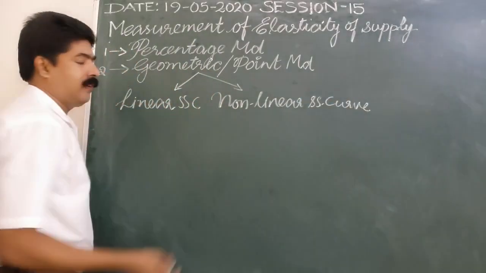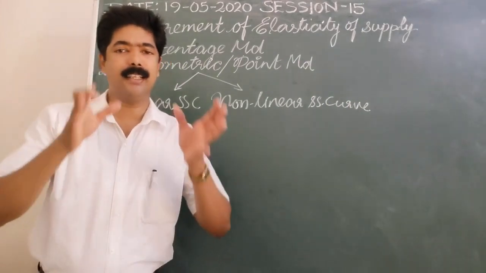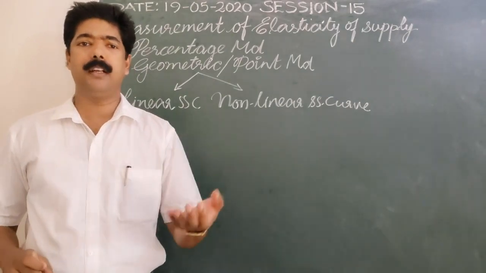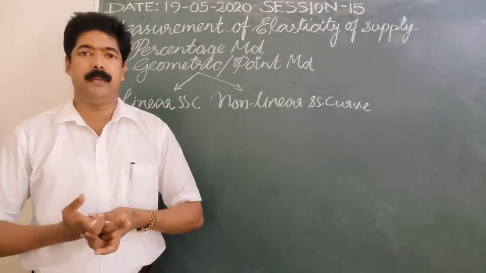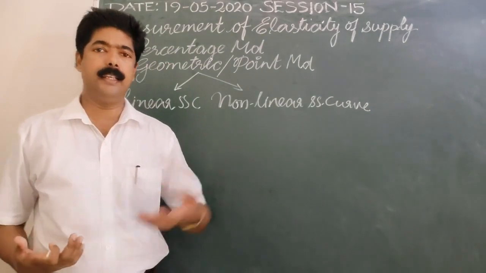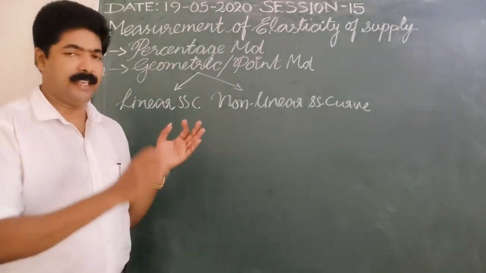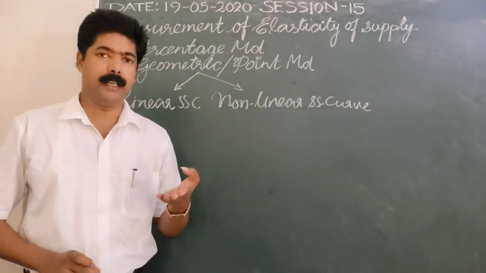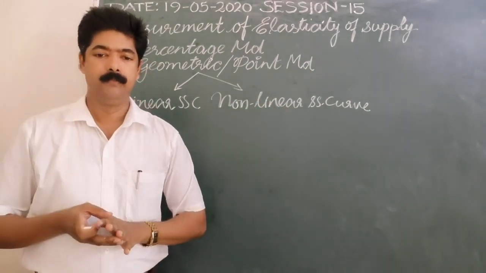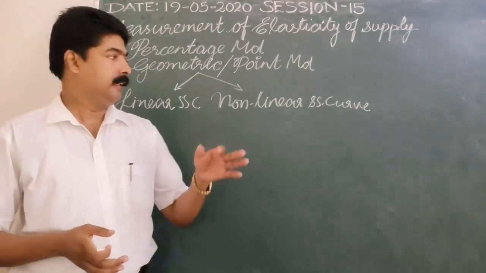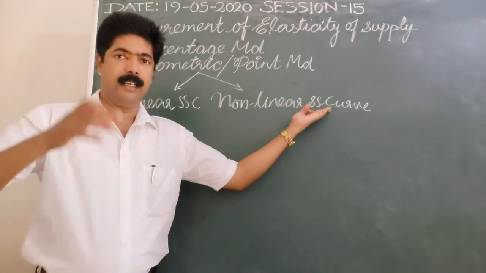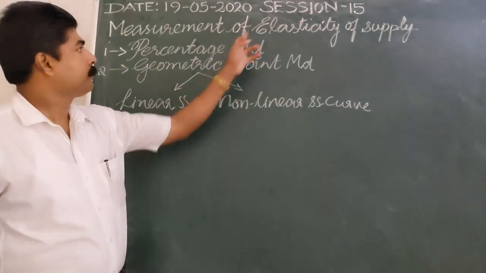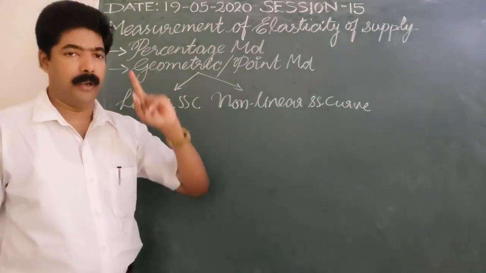What is linear and what is non-linear? Linear is a straight line supply curve. We use a straight line supply curve just to denote the function, the relationship between quantity supplied of a commodity and its price. And in the non-linear supply curve, it is not a straight line, and using that supply curve, we calculate the price elasticity of supply by the point method.